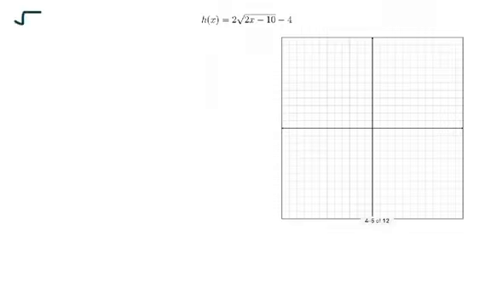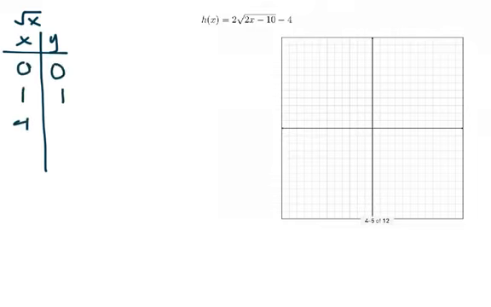So just like with the other problem, we're going to start with the parent function, square root of x, and it's going to be 0, 0, 1, 1, 4, 2, and 9, 3. And then we've got to talk about our transformation. So now this time we have 2 things under the radical, right? We have a 2x and a minus 10. Now, not only is the operation opposite, so we're going to divide by 2 and add 10, but the order we do them in is also opposite PEMDAS, right? We're doing it opposite than we normally do. So I'm going to add the 10 first, then divide by 2.